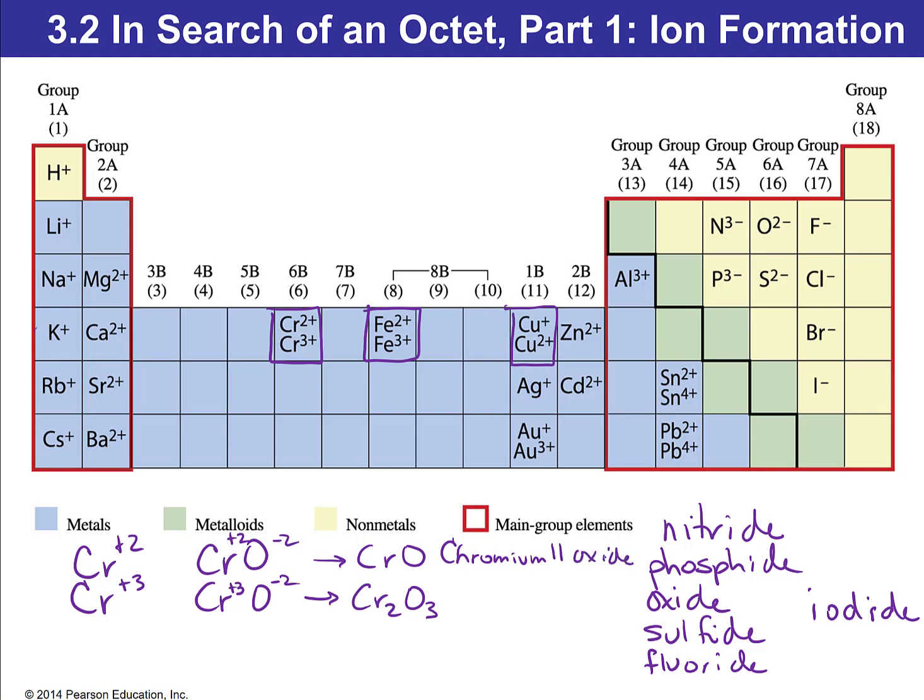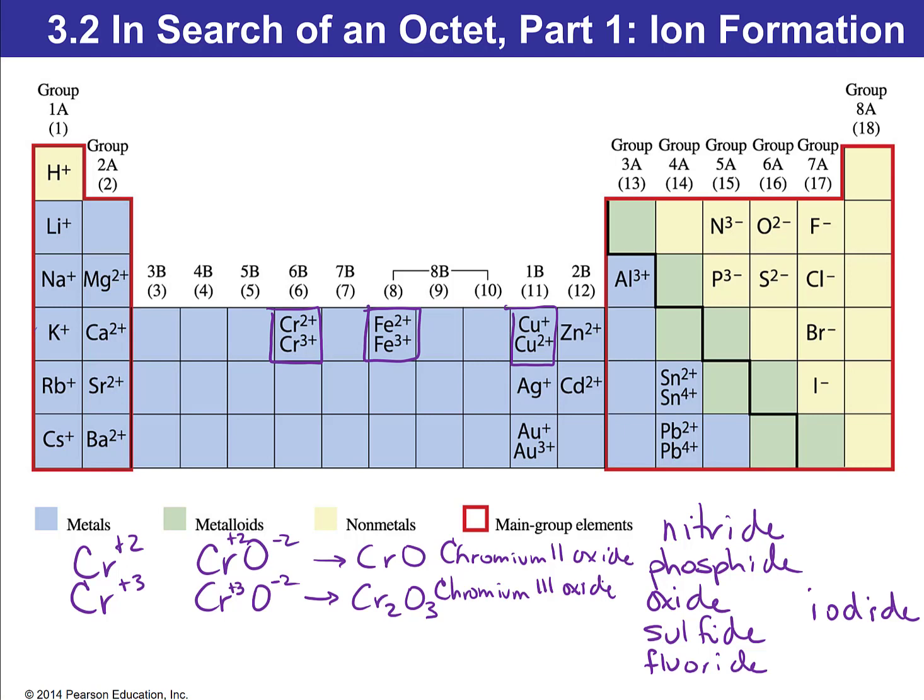I use a Roman numeral. The Roman numeral 2 tells me it's the plus 2 chromium. So if it's the other one, I would call that one chromium 3 oxide. And that's how I can tell them apart. They used to do chromous and chromic oxide, which are Latin terms, and nobody likes that. And so then they've finally gone to this. This is the more modern, consistent form.